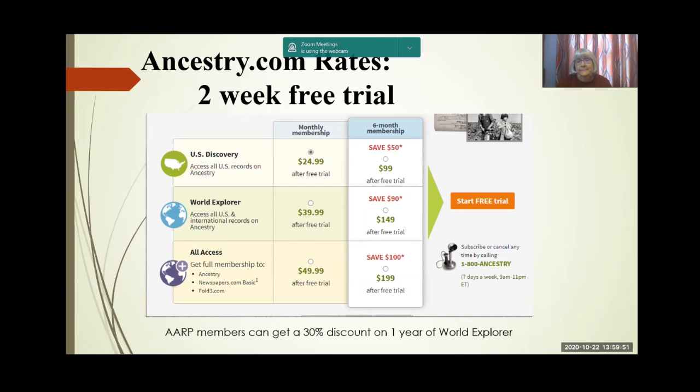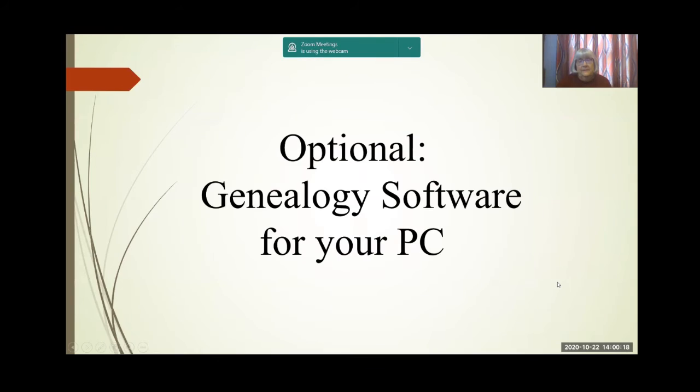Ancestry.com is a fee for service, and they have 3 levels where you can access the most databases, 6 months for $199. Now, I did notice that AARP members can get a 30% discount on 1 year of World Explorer. So that's a good thing to take advantage of.